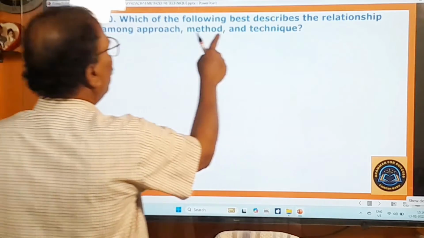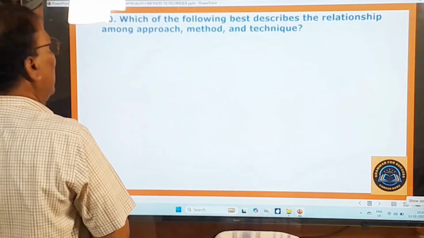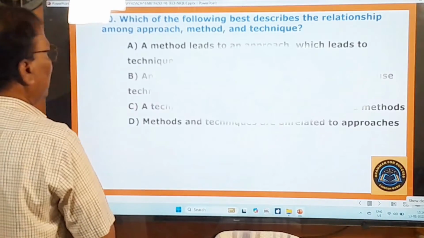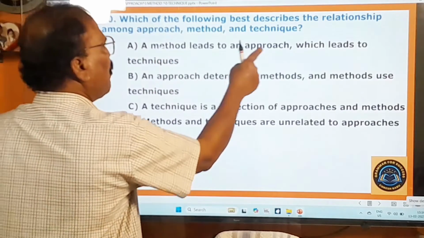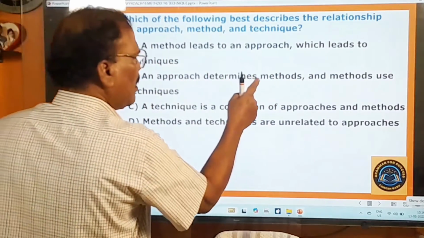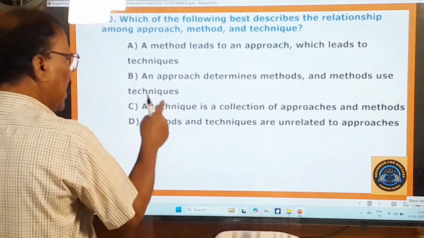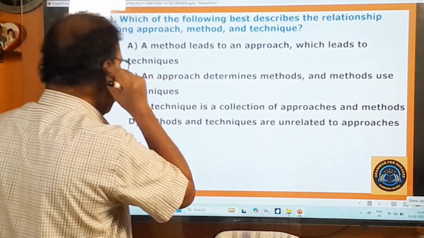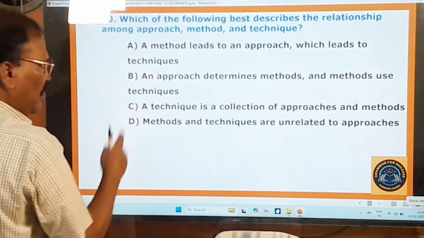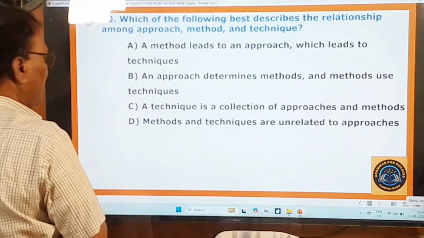Tenth question. Which of the following best describes the relationship among approach, method, and technique? A method leads to an approach, which leads to techniques. An approach determines methods, and methods use techniques. A technique is a collection of approaches and methods. Methods and techniques are unrelated to approaches. You know this very well. This is also an important question.